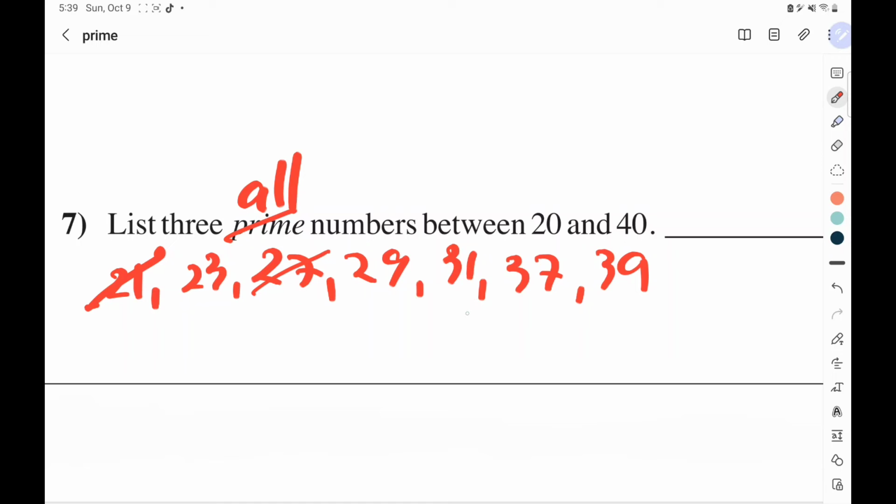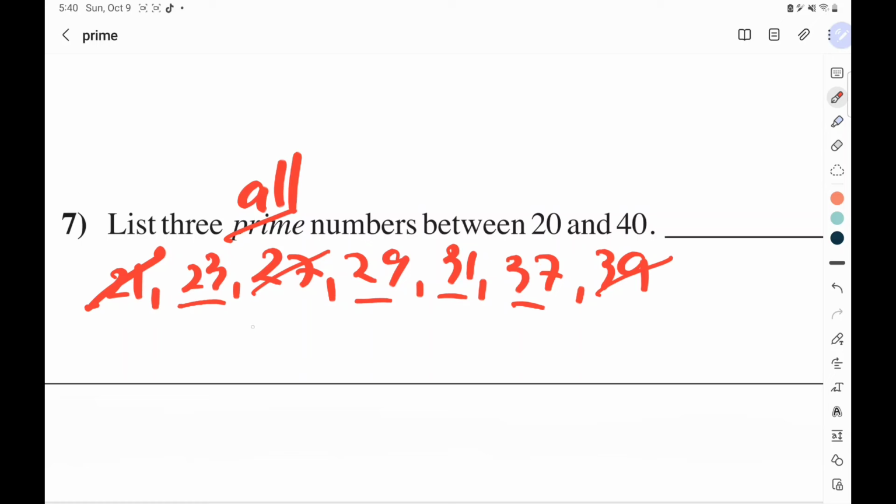31, 3 plus 1 is equal to 4, and 4 is not divisible by 3. 37, 3 plus 7 is equal to 10, and 10 is not divisible by 3. Therefore, 37 is also not divisible by 3. 3 plus 9 is 12, and 12 is divisible by 3. Therefore, 39 is also divisible by 3. So we have the last four here, correct? Now, the last test that we need to do is divisible by 7.